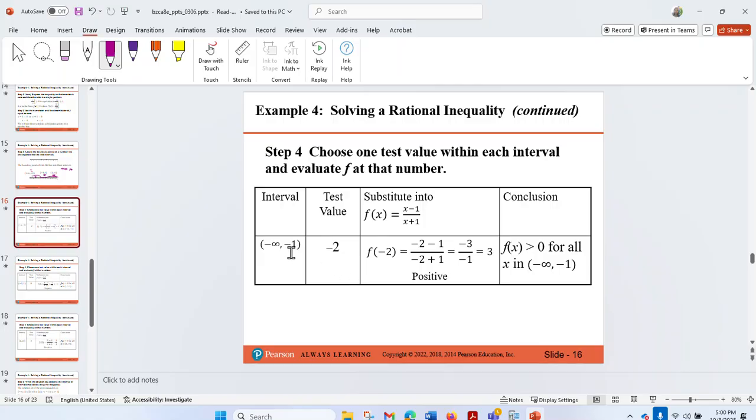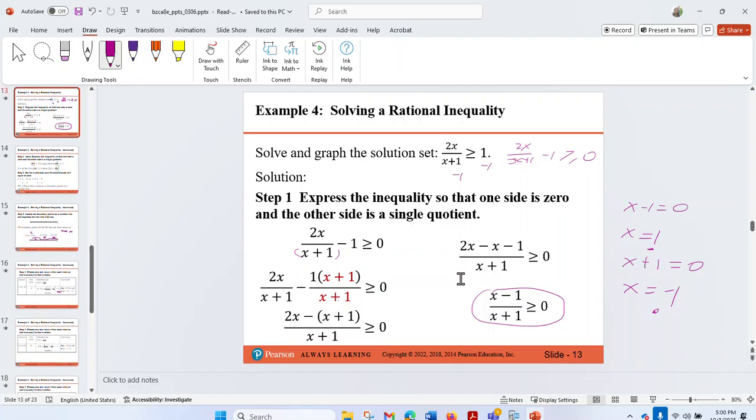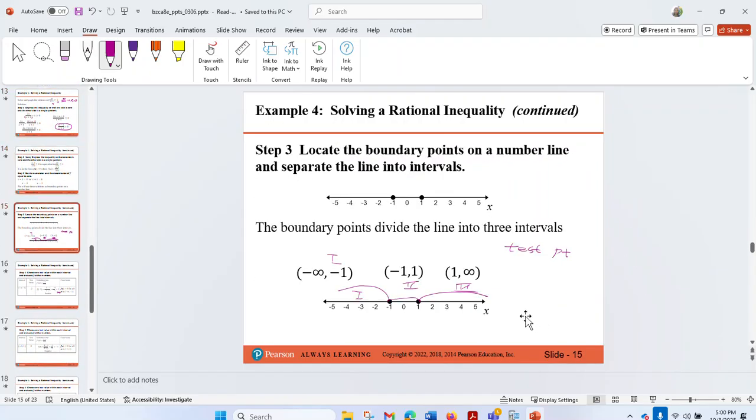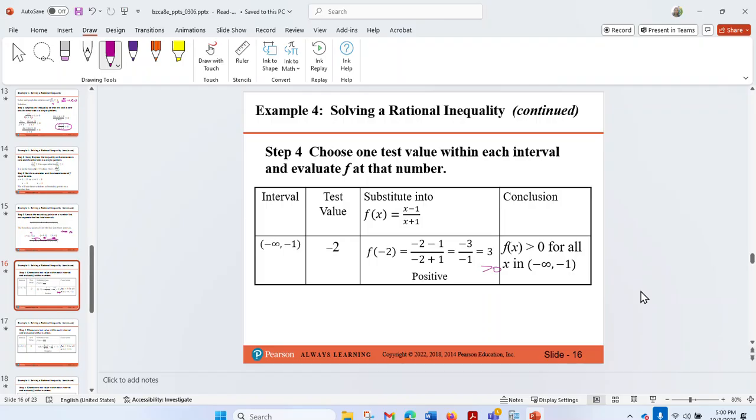So we do a little bit of testing. In the first interval you can test -2, and then plug -2 into the expression. Now you have an answer greater than 3. Greater than 3 is positive, so it is greater than 0. That means this interval is the solution. Then do the same thing for the interval between -1 and 1. You choose 0 because 0 is within this interval, and f of 0 is -1, which is less than 0.